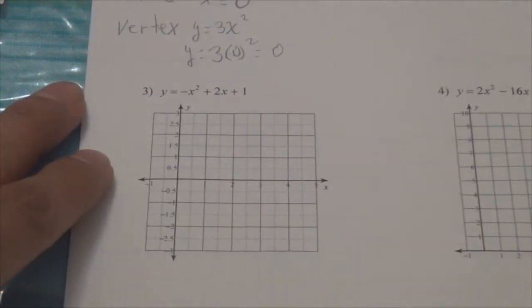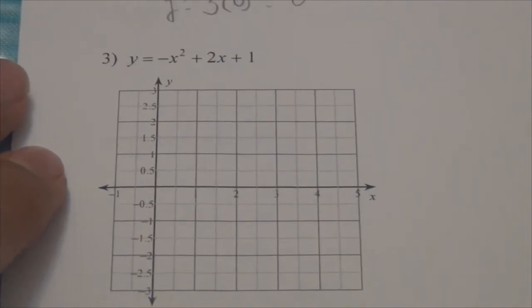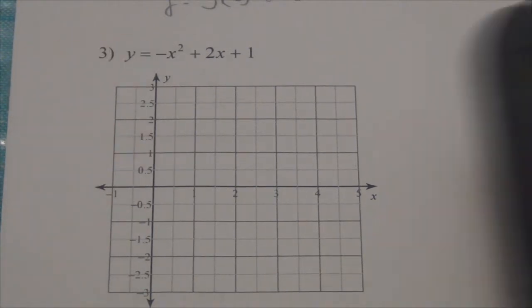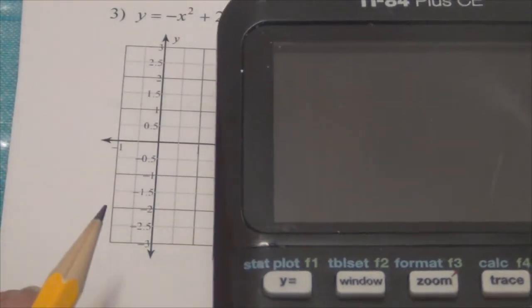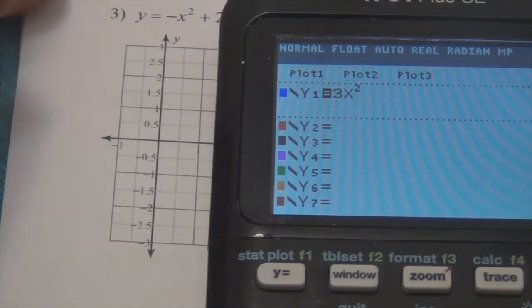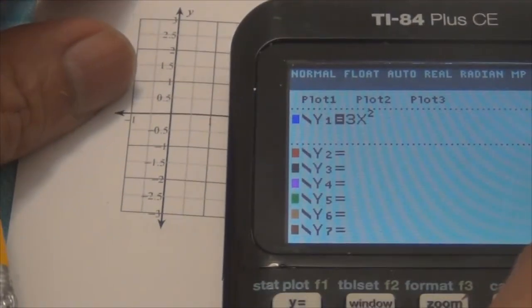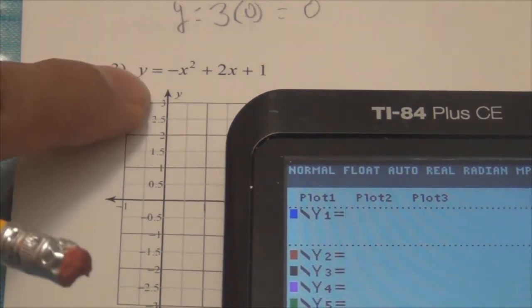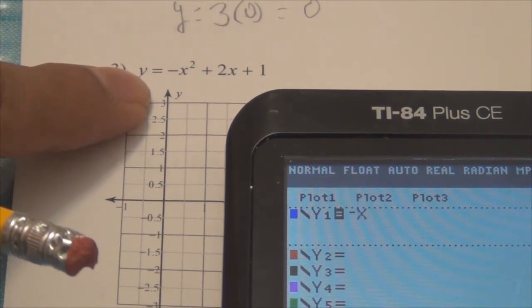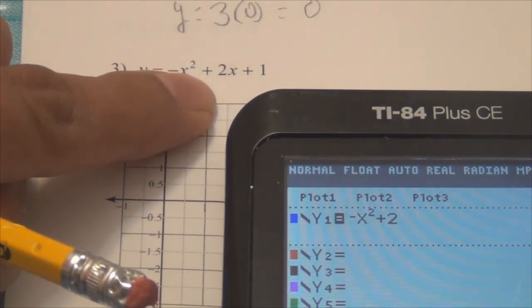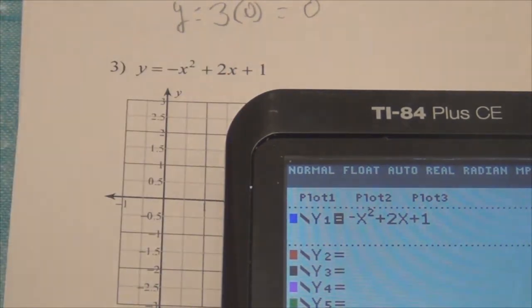All right, how about this one? Let's see what this one looks like. So this one is negative x squared plus 2x plus 1. So I am going to take the calculator. I'm going to press y equals, and I'm going to type exactly that. So clear this, and now we have negative x squared. Remember, press the negative on the calculator, not the minus, plus 2x plus 1. All right, we got that.